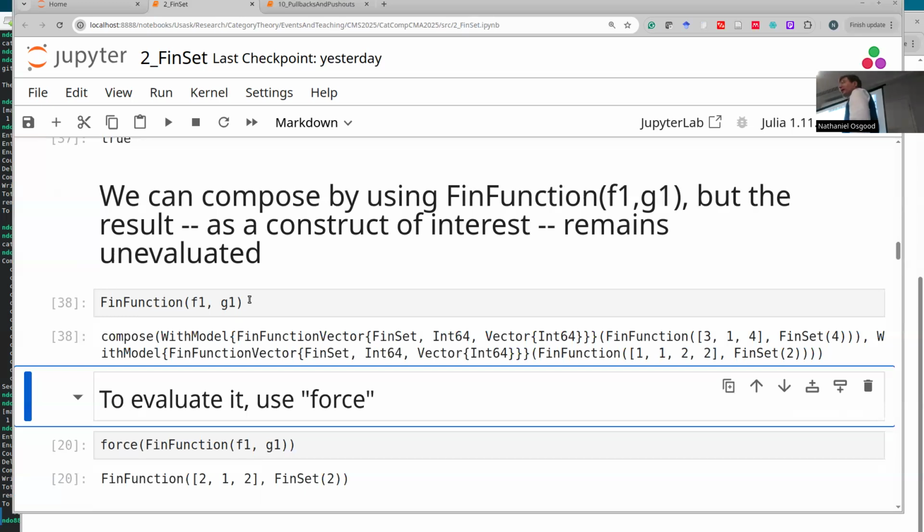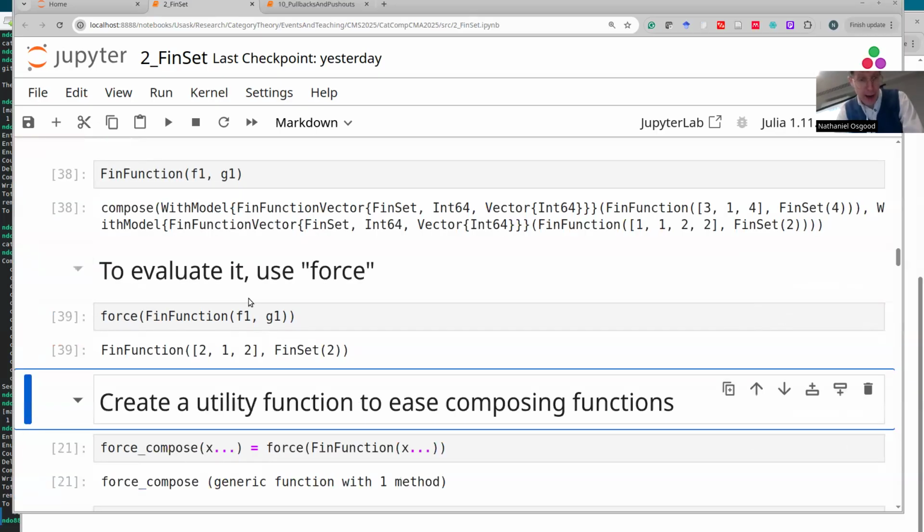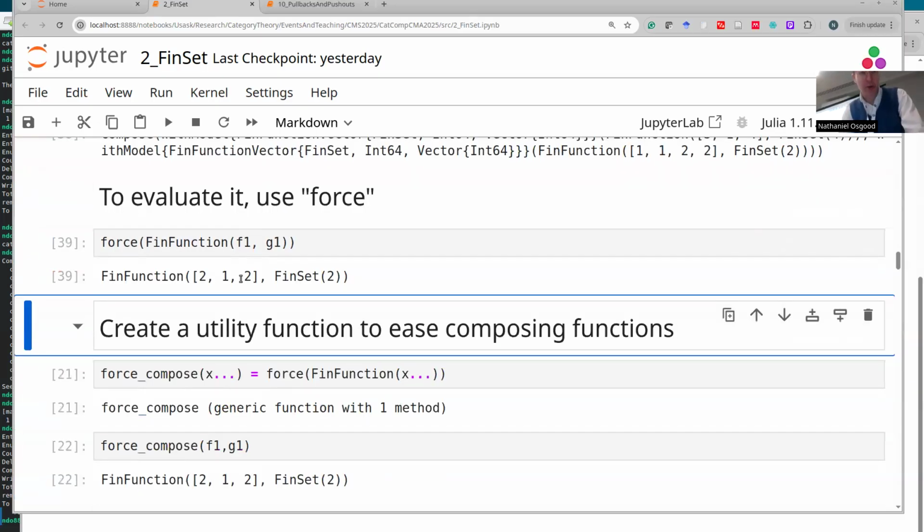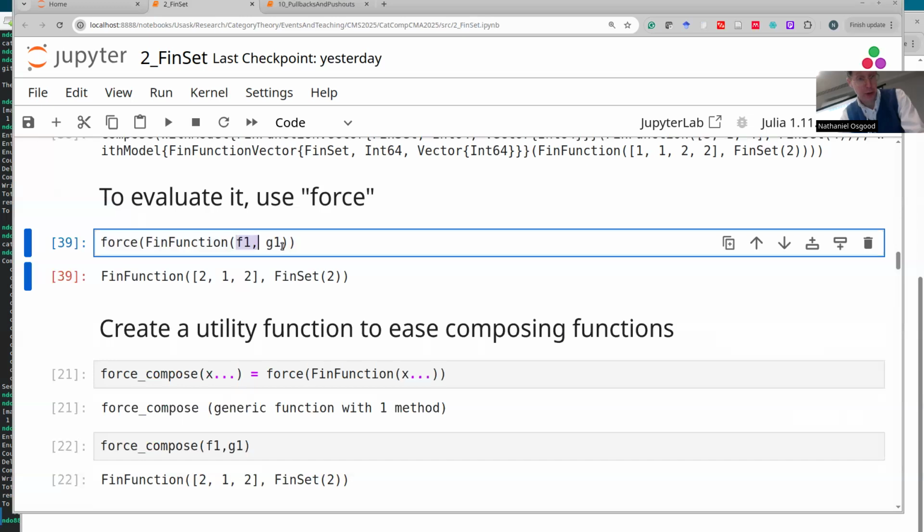Now, composition in Catlab is itself an operation that yields a higher level result. In other words, it knows that this is a composed quantity. That is of great interest in some cases where you're operating with symbolic models. In this case, we actually want to know what is the composed function. And so by saying force, we can get a particular function that's a result of composing these two functions we defined.